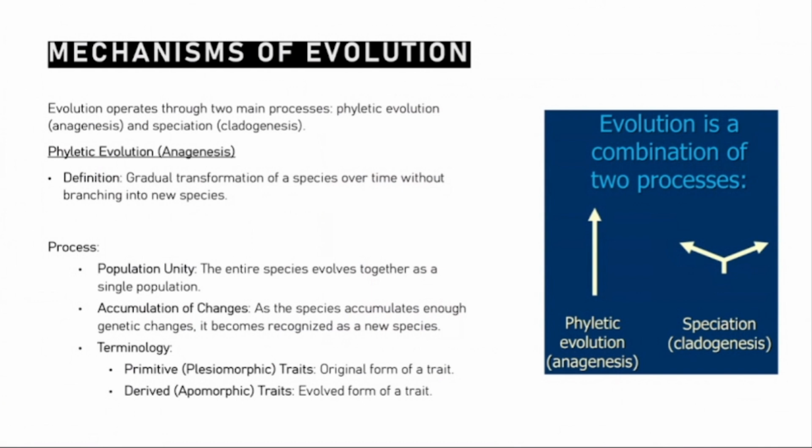The second level of evolution is cladogenesis. This is when species accumulate so many genetic changes that they actually branch off into different species. So when we're talking about the mechanism of evolution, not just for syllabus point 74 but also for syllabus point 75, you should know that anagenesis and cladogenesis go hand in hand. They are a combined thing. Anagenesis happens first, then we go into cladogenesis.